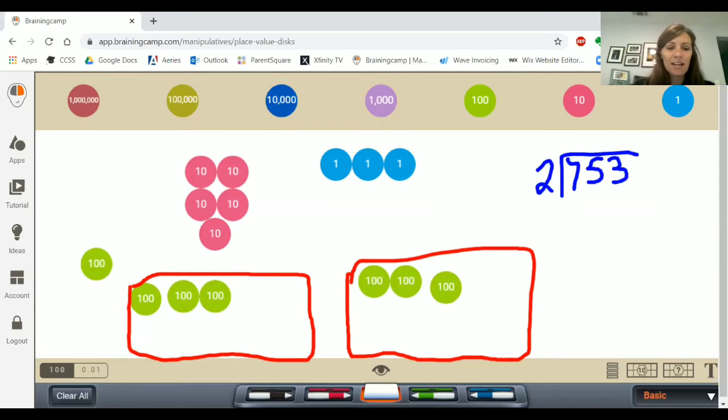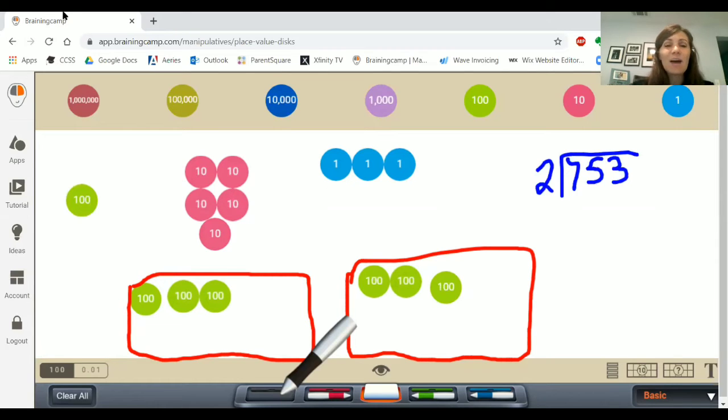Now, I have this 100 left over. Is it going to be fair if I just give it to me and not to my friend? Or if I just give it to my friend and not to me? Sadly, that is a little unfair. So we're going to fix it so it is fair. So let's go over to the right-hand side. And you can teach it this way as well.